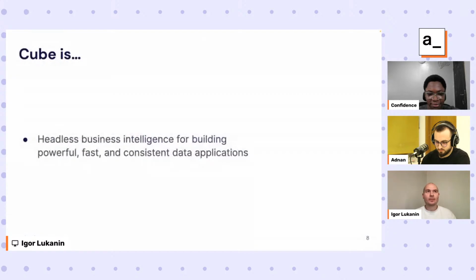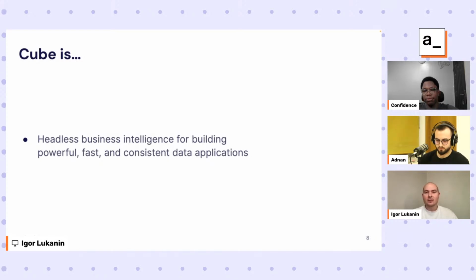So what's Cube? The definition or the tagline that we have is that Cube is headless BI for building powerful, fast, and consistent data applications. This might sound a little bit complex, and if you need a shorter explanation, it's just an API for data apps, or a developer tool that allows you to bootstrap an API for data apps. But let me quickly expand every other word in this definition, so it really starts to make sense.